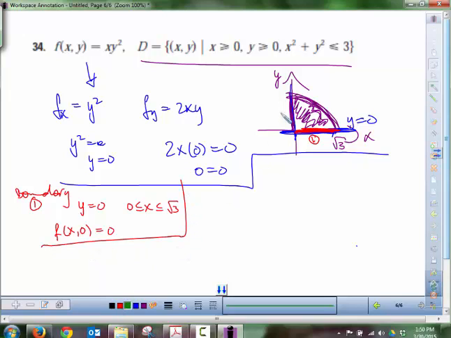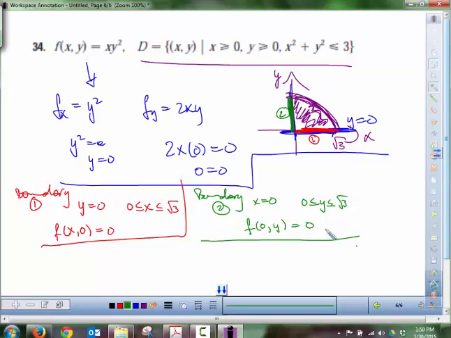All right, let's take a look at boundary number 2. And this time x is equal to 0 for y values that are between 0 and square root of 3. And so that, oh man, it's again going to be 0. So it looks like I have a z value of 0 here along this line as well. So let's see if this is at all going to get interesting.